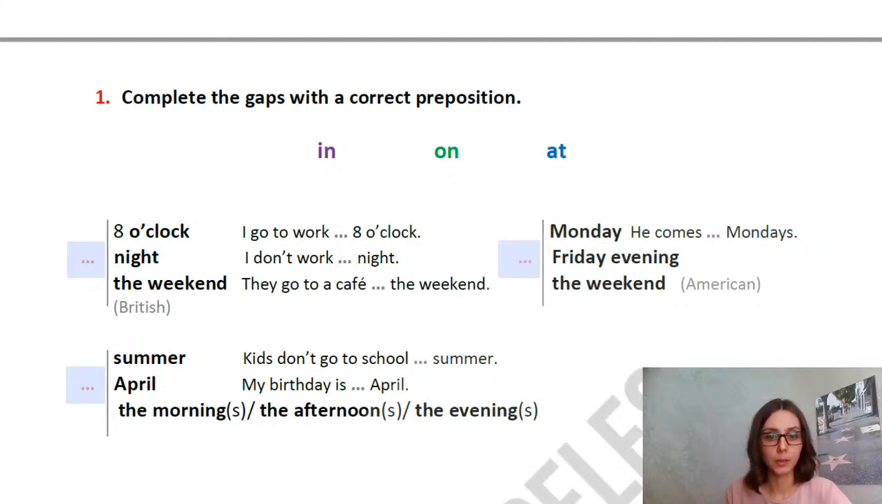So usually prepositions can be tricky, and when we talk about our day, we normally say when we do things. And here I have a little quiz for you. We have prepositions in, on, or at. And I'd like you to think what we need to use with these words. So when we have 8 o'clock or night or the weekend as a British version, will you say in, on, or at?